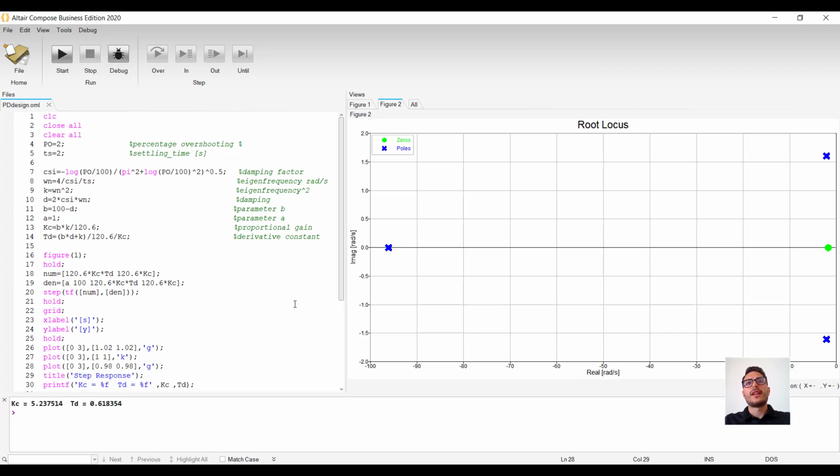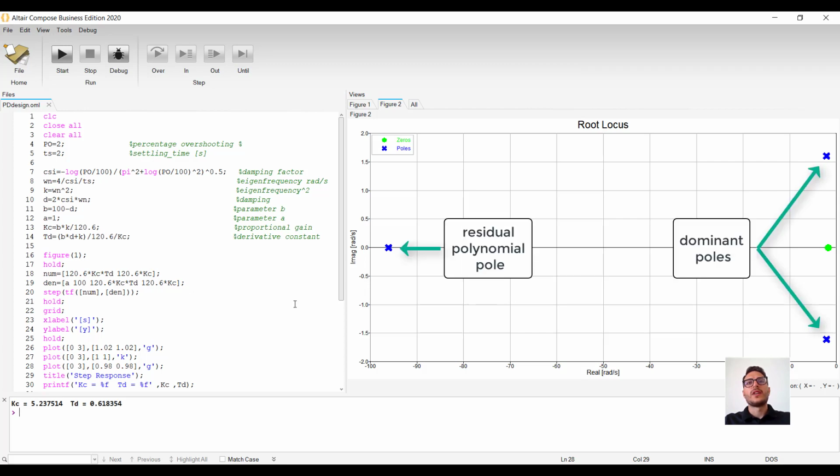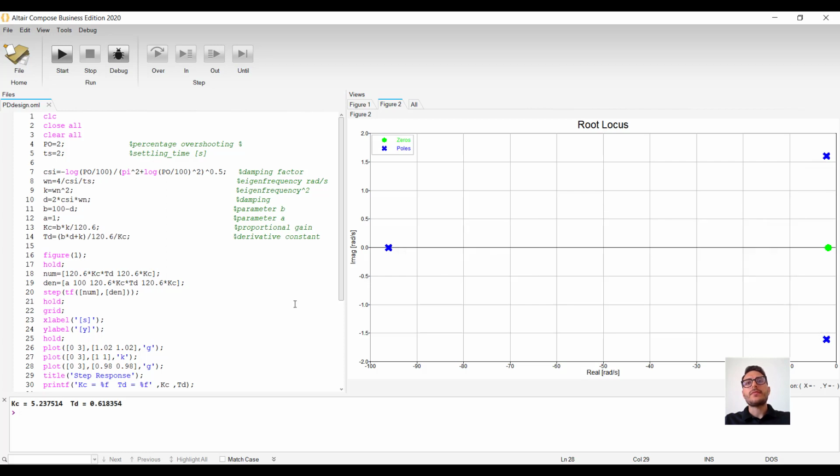All the 3 poles lie on the left half plane, which means that they have negative real part. Hence, the system is stable. The pole which is far on the left on the real axis is the pole of the residual polynomial. Since its real part is way bigger than the real parts of the other 2 poles in absolute value, its related dynamics can be neglected. It is important to notice that also the zero lies on the left half plane, and soon it will be clear why we made this consideration.